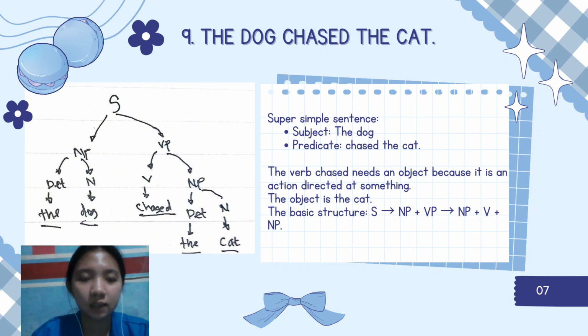9. The dog chased the cat. Super simple sentence. Subject is the dog, predicate is chased the cat. The verb chase needs an object because it is an action directed at something. The object is the cat. The basic structure is S plus NP plus VP, NP plus verb plus NP. A basic SVO sentence. The NP subject is followed by the VP containing a verb and a direct object.